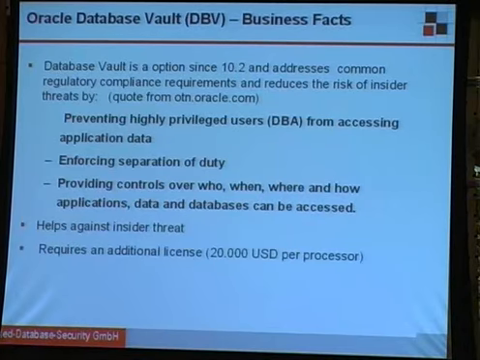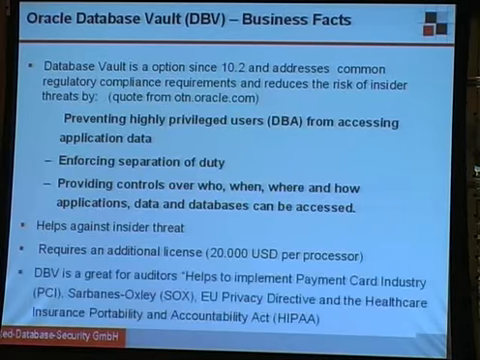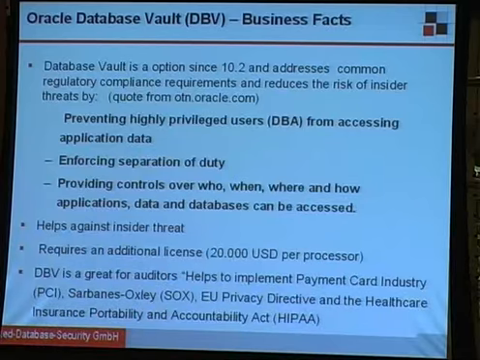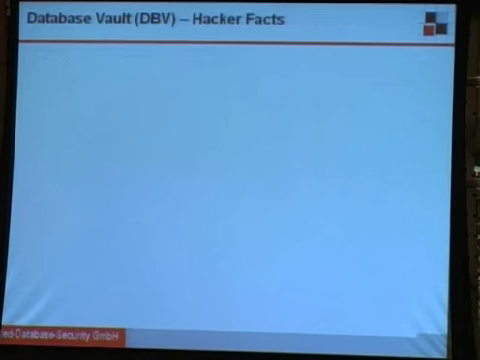It helps against insider threat, and it costs only $20,000 US per processor. So if you have a 16 processor machine, the Oracle salesperson will be a happy man. It's also a great feature for auditors because, according to Oracle, it helps against PCI, SOX, HIPAA, and so on. Many people are using this to cover their assets. They say we are not interested if it's secure or not. Oracle says it helps, and that's sufficient for most of Pricewaterhouse and all these auditors doing mostly paper security.